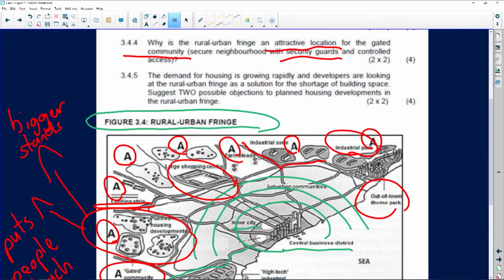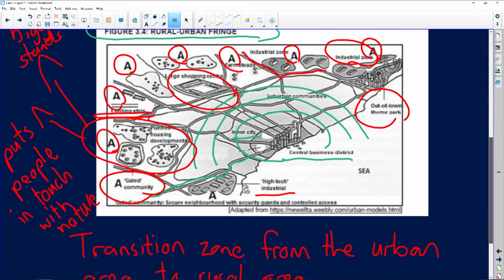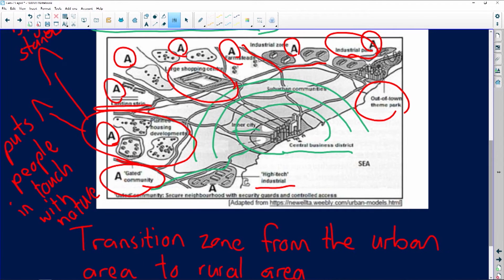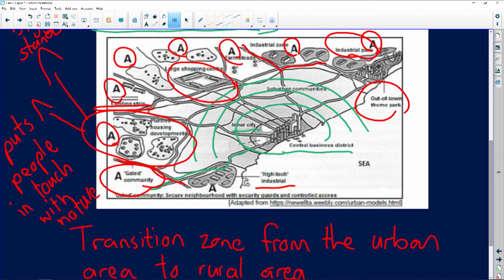Another reason that you can add over there is, very importantly, it's closely connected to national routes. So if you do live in a gated community, it's quite easy to access national routes to, for example, take you to the central business district.